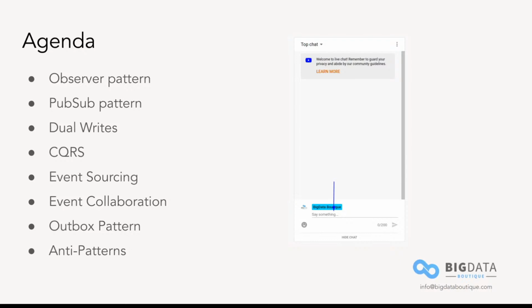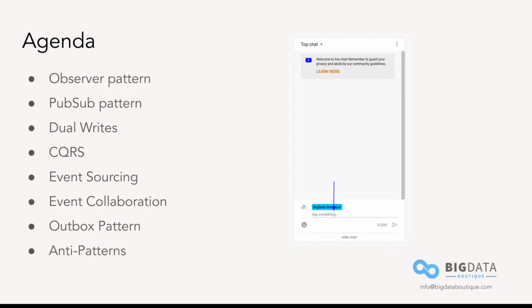Then we are going to cover some interesting patterns when you are working with databases or data stores and you want to avoid coupling between different services. So we will cover CQRS, event sourcing, event collaboration. And in the end, we will cover an interesting use called the Outbox pattern using CDC.